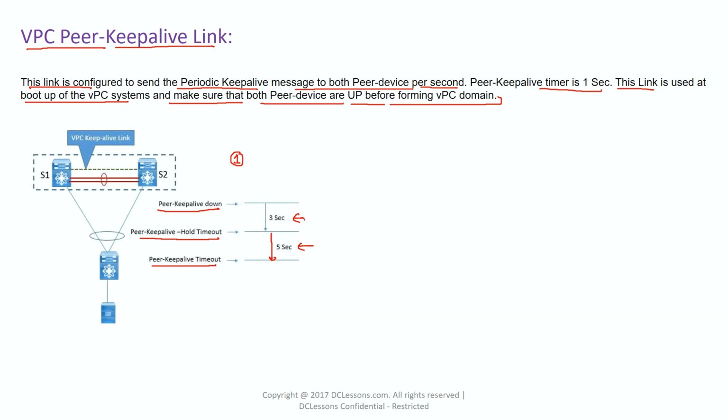Now, what is this all about? What is the peer keepalive hold timeout? As soon as my peer link goes down, this timer gets activated.